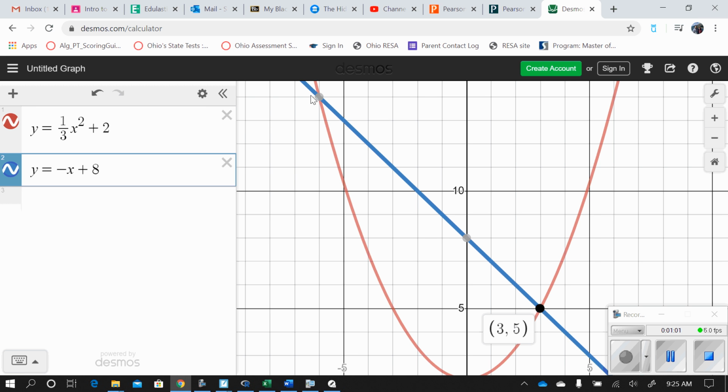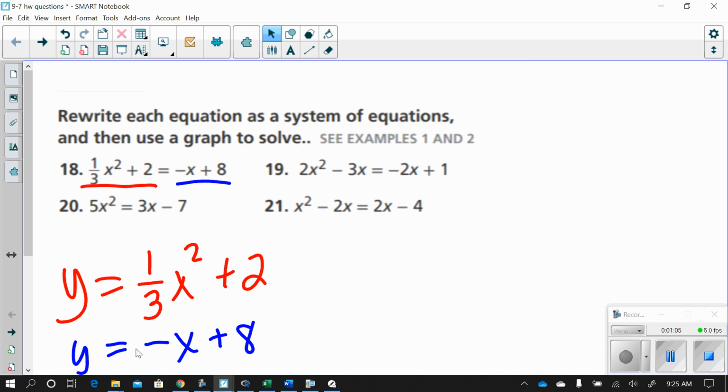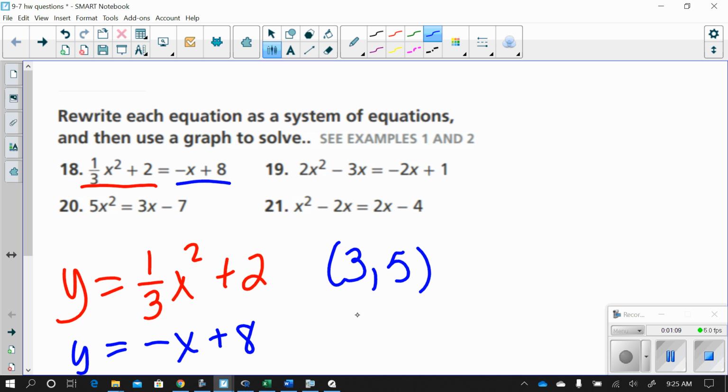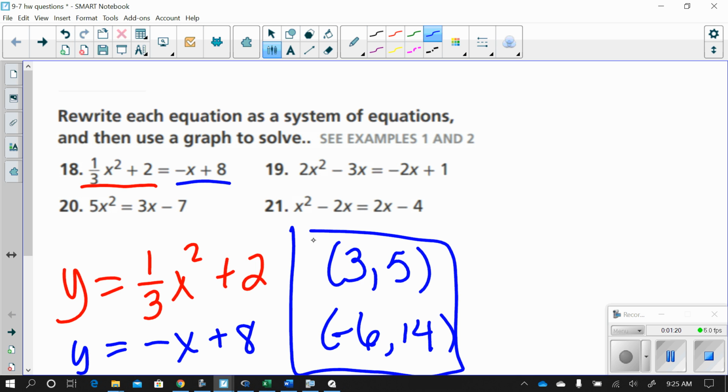First solution, 3, 5. Negative 6, 14. Okay, 3, 5, negative 6, 14. Oops, I cannot write today. Negative 6, 14. And those are your solutions for number 18.